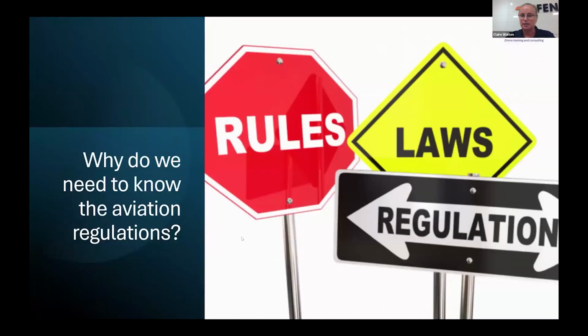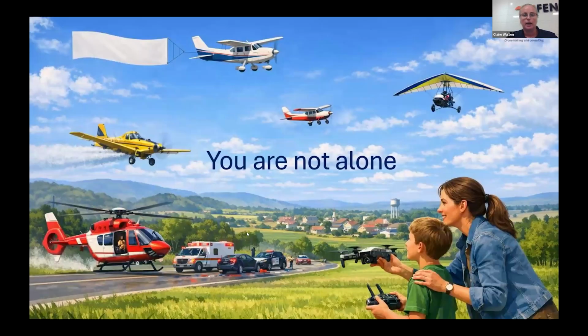So why do we need to know about the aviation regulations? Basically, we are not alone. Very low-level traffic might be the rescue helicopter coming in to land on a road or in a sports field. We've got agricultural aircraft flying around very low level. We've got flight training aircraft flying around very low level.